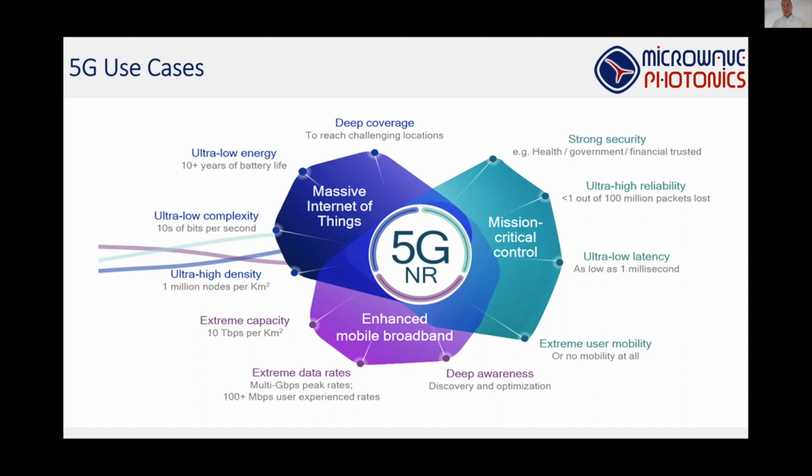Depending on the use case, you have different KPIs which are of special importance. For enhanced mobile broadband, extreme data rate is the key KPI that you are addressing. For mission critical control, it's the latency. For massive Internet of Things, it's the energy consumption, but also the question of how to connect all these devices to a mobile cell. So depending on your use case, you will have to have the correct technology in place to support this.